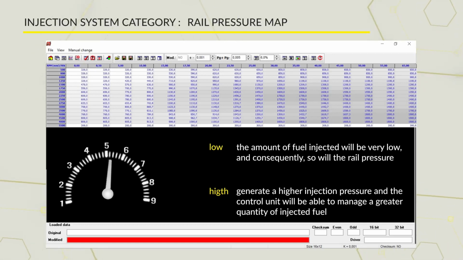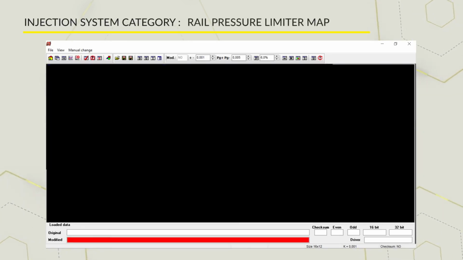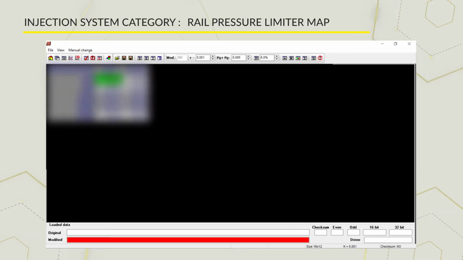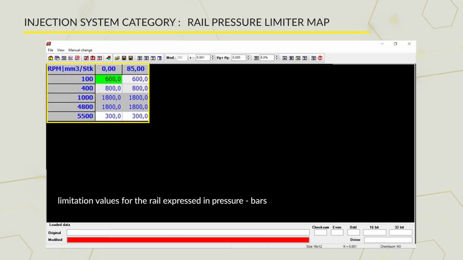In this map, we also find the relative limiters that can limit the pressure of the rail. The rail pressure limiter maps can generally be found according to the amount of fuel injected or the temperature of the fuel injected. However, the operation remains unchanged. Let's take a look at one in detail. This map represents, as a function of the engine revolutions and the cubic millimeters of fuel injected per engine cycle, the limitation values for the rail expressed in pressure.